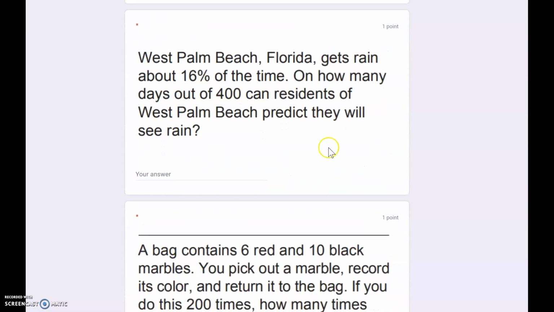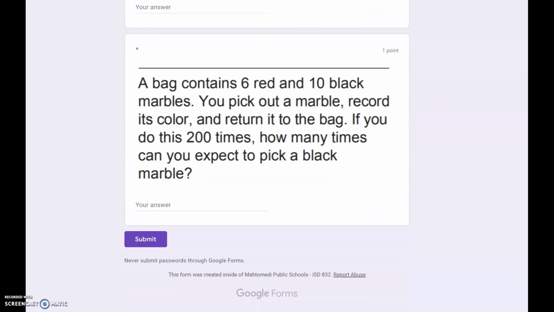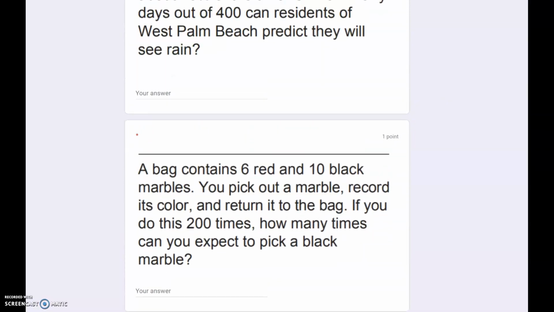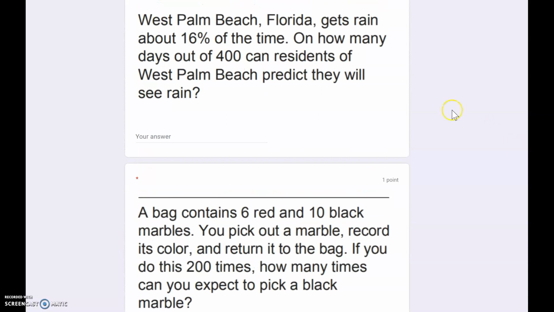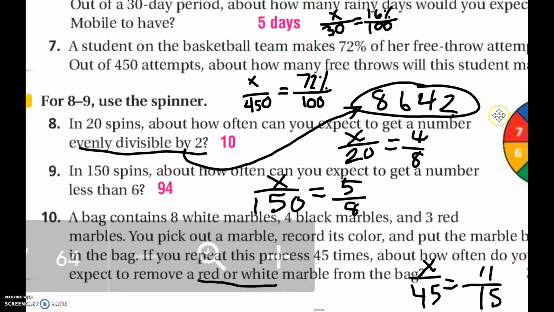All right, for this one you do need to set up a proportion, and we'll go over how to do that when we go over the homework. And same as this last one. So if you got those last 2 wrong, we're going to go over the homework and how to do those. So those last 2 questions, you were supposed to do a proportion.